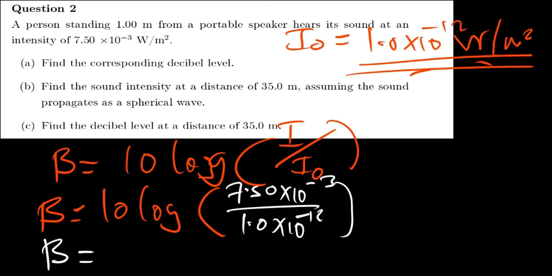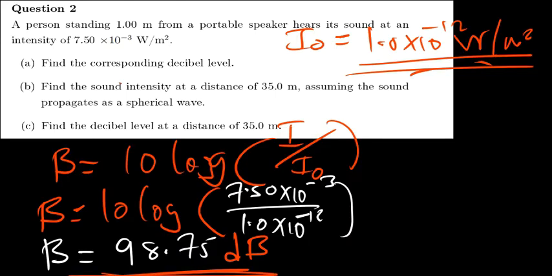So if I get my calculator, I'll say 10 log, then open the brackets, 7.50 exponent negative 3 divided by 1.00 exponent negative 12. Then I close the brackets. So the answer I'm getting is 98.75. The SI unit for corresponding decibels is small d, then capital B. So this is the answer for the first part.